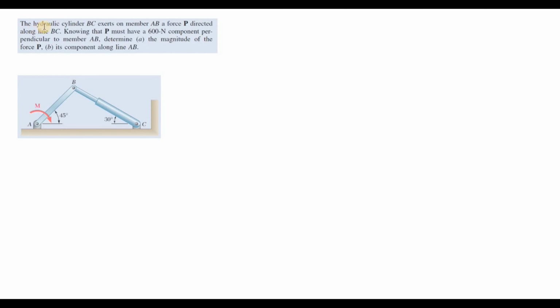So for problem 2, we have the hydraulic cylinder BC exerts on member AB a force P directed along the line BC. Knowing that P must have a 600 Newton component perpendicular to member AB, determine A, the magnitude of the force P, and B, its component along the line AB.